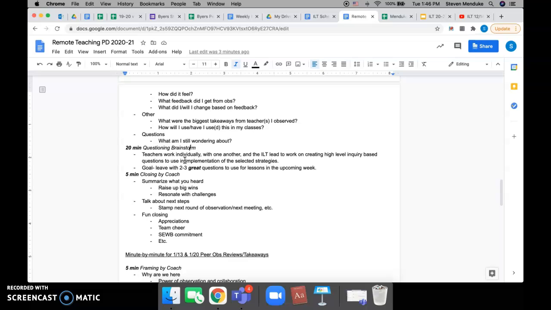on creating really high-level inquiry-based questions to use in implementation of those selected strategies. If you remember back to the kickoff, we talked about the through line for all 6 strategies, whether it's the 3 discussion strategies or the 3 writing strategies. The through line is having a high-level inquiry-based question to disrupt the norm of passivity that exists amongst our students.